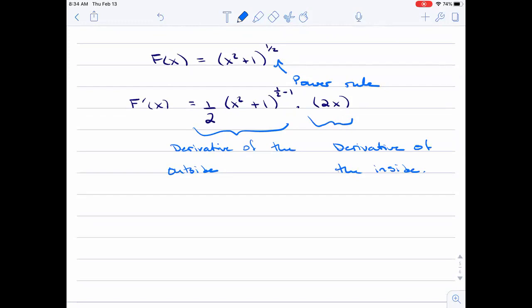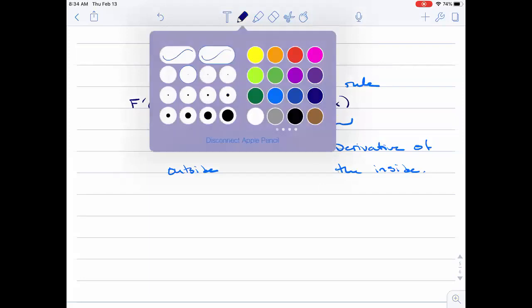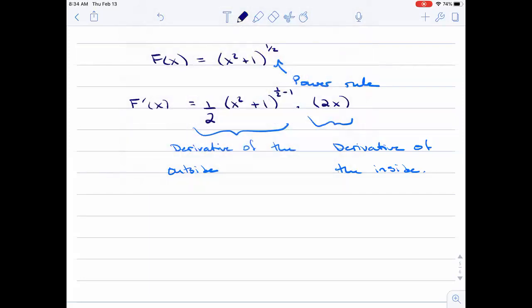So just like we did here, we can combine the chain rule with, and we have to combine the chain rule with all the other rules, right? We can combine it with the power rule. We can combine it with the product rule, the quotient rule.